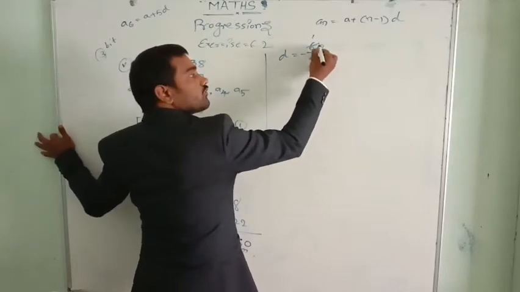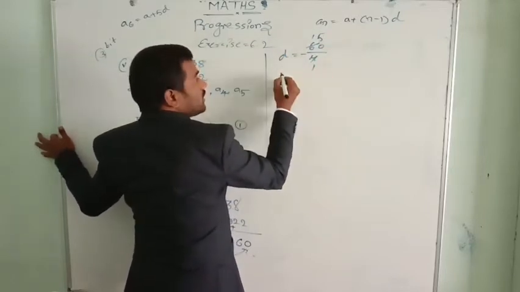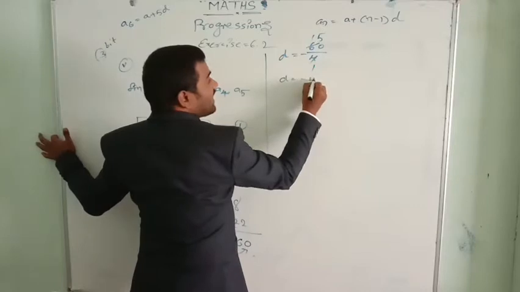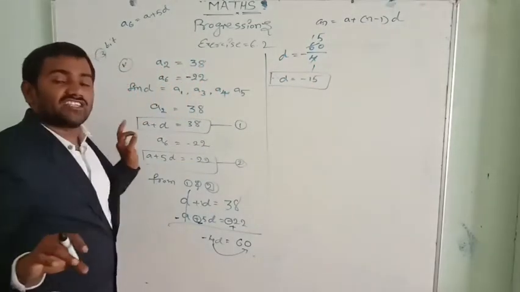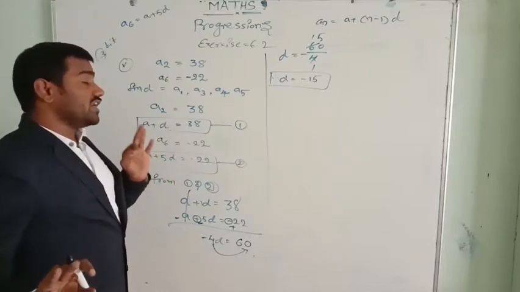Here 4 ones are 4, 2 left. 4 5s are 20. So D equal to minus 15. We got only D.